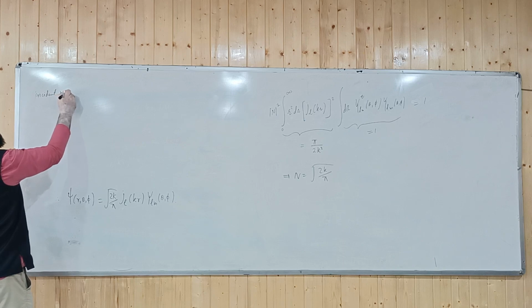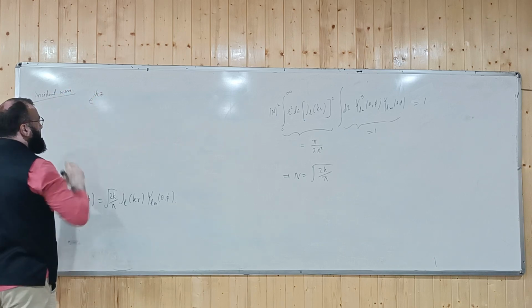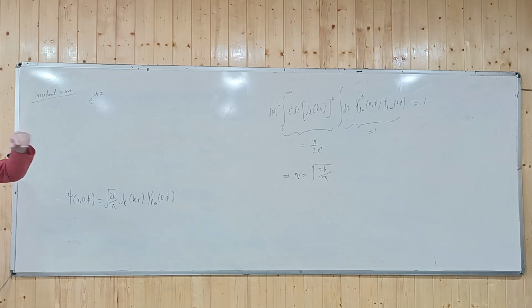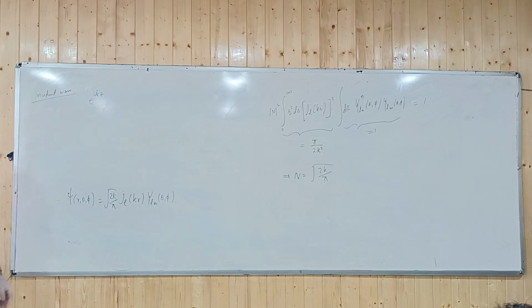The incident wave is a free particle wave. It's e raised to i k z. Let's consider the wave along the z direction. So my particle is moving along the z direction, described by this plane wave. Clear? Since we are in spherical polar coordinates, I can express it in terms of the spherical basis, using this kind of basis.